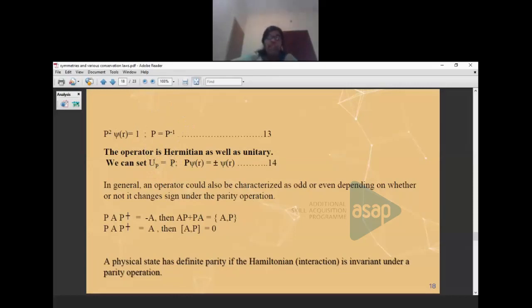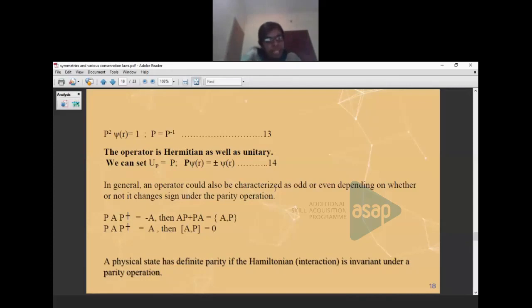Now, wave functions will also be classified on the basis of the operation by the parity operator. That is, P is operating on psi(r). If you are getting plus, it is an even wave function. If it is getting minus, it is an odd wave function. So again, an operator could also be characterized. Parity doesn't stop there. An operator could also be characterized as even and odd depending on the sign of the parity transformation. So actually there is a classification again. So this parity operator is making operators also classify as odd and even, which we have not seen.